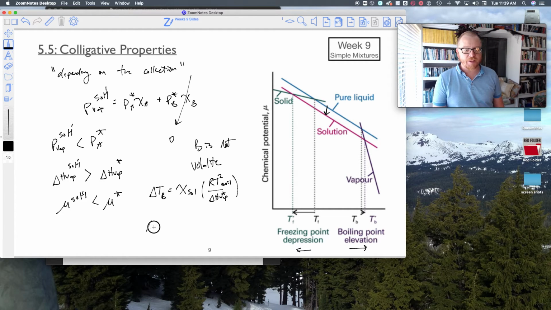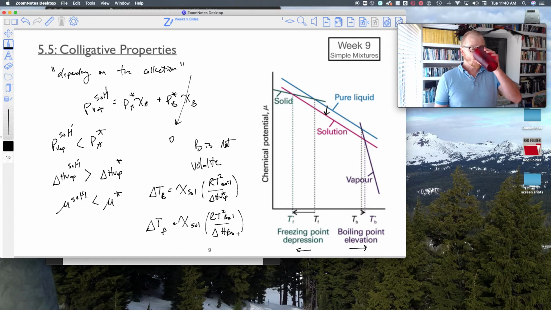And similarly, the freezing point depression equals the following. K, chi solute. And it's a very similar equation, RT squared. And this time it's divided by delta H of fusion.